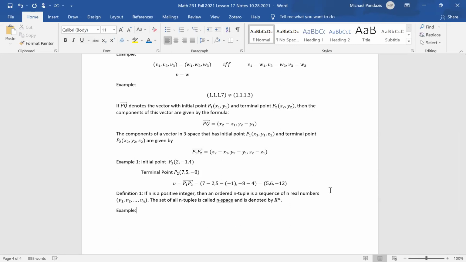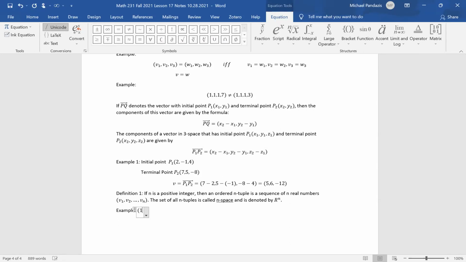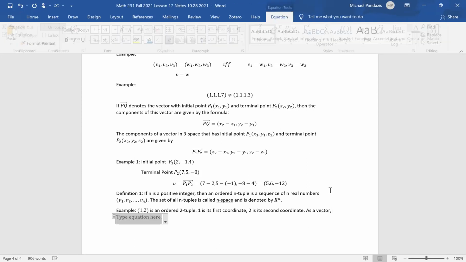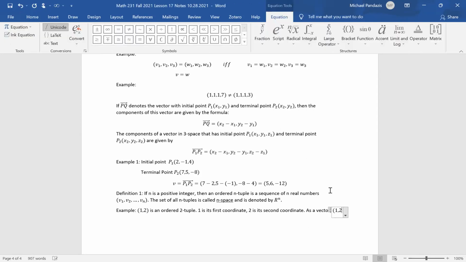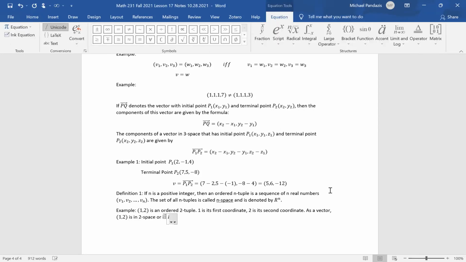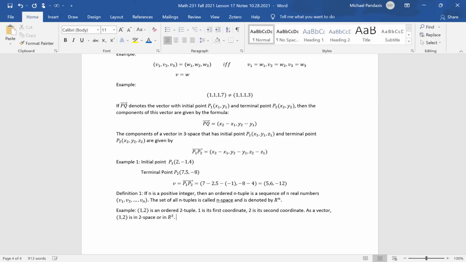Okay, so example, the ordered pair (1, 2) is an ordered 2-tuple. 1 is its first coordinate. 2 is its second coordinate. As a vector, the vector (1, 2) is in 2-space, or in R^2.